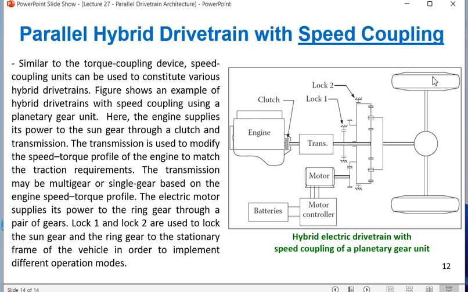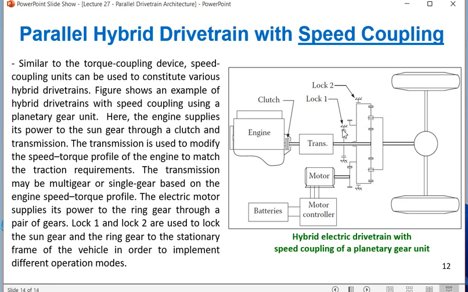Let us just go through this paragraph and we will finish this lecture and this module. So similar to the torque coupling device, speed coupling units can be used to constitute various hybrid drivetrains. Figure shows an example of a hybrid drivetrain with speed coupling using a planetary gear unit. So this right side, this part is a planetary gear unit.